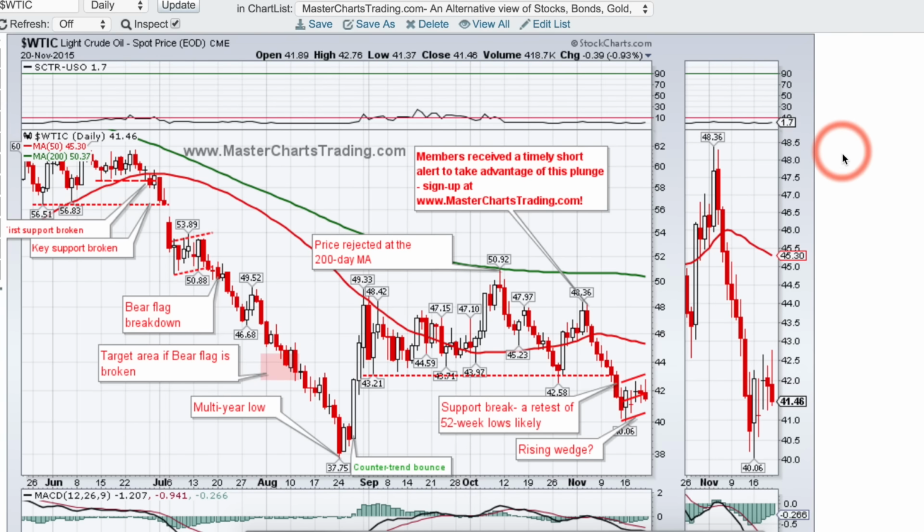Anyway, so bear security, oil is in a bear market for now. Picking bottoms is difficult, and actually next I'll show natural gas, and it's a really good example of why one should not pick bottoms.